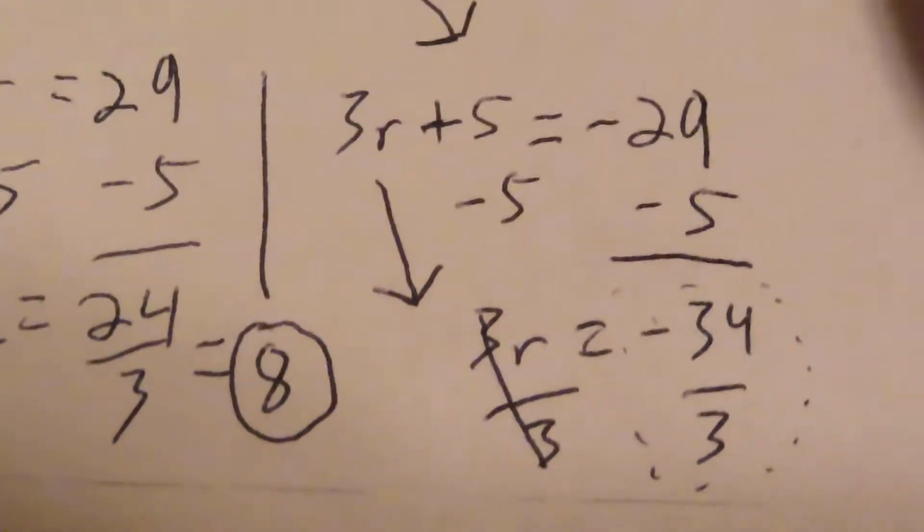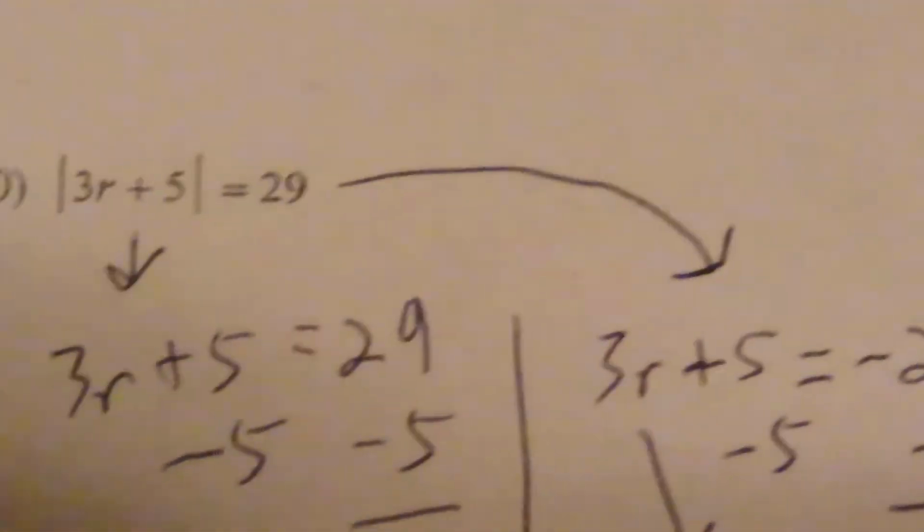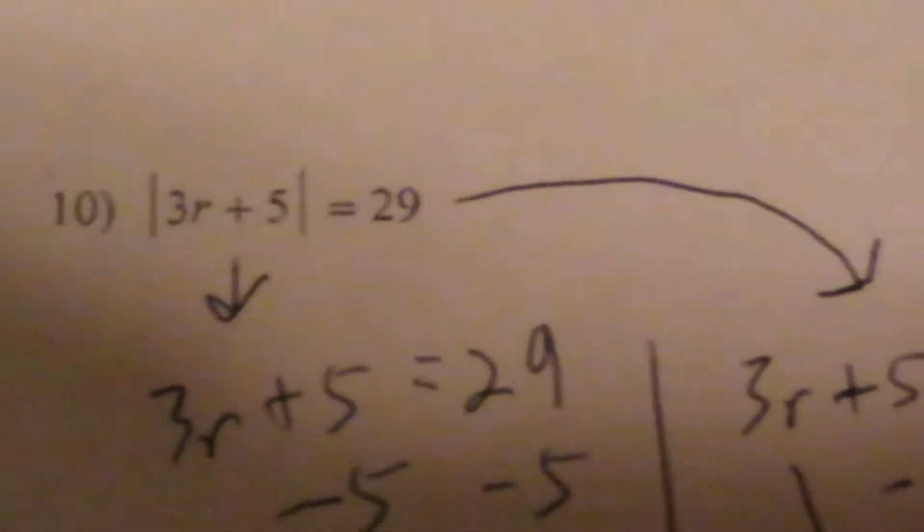But let's plug it in just to make sure. Negative 34 thirds. So back to the original. Right. So then we're going to do 3 times the absolute value of 3.